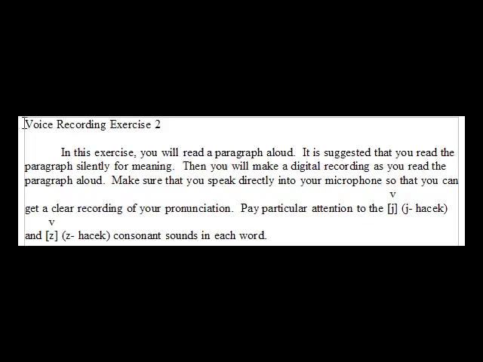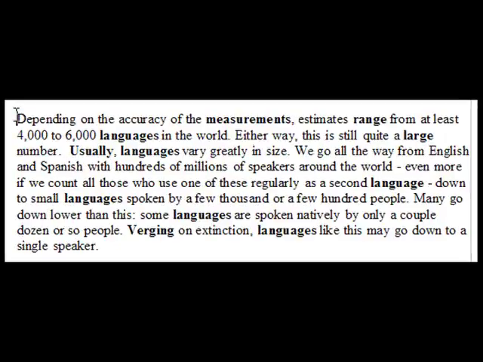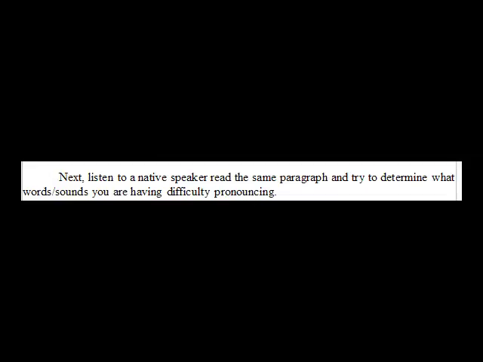Voice recording exercise 2. In this exercise, you will read a paragraph aloud. It is suggested that you read the paragraph silently for meaning. Then you will make a digital recording as you read the paragraph aloud. Make sure that you speak directly into your microphone so you can get a clear recording of your pronunciation. Pay particular attention to the J hat check and the Z hat check consonant sounds in each word. Pause the video to make your recording now. Next, listen to a native speaker read the same paragraph and try to determine what words or sounds you are having difficulty pronouncing.